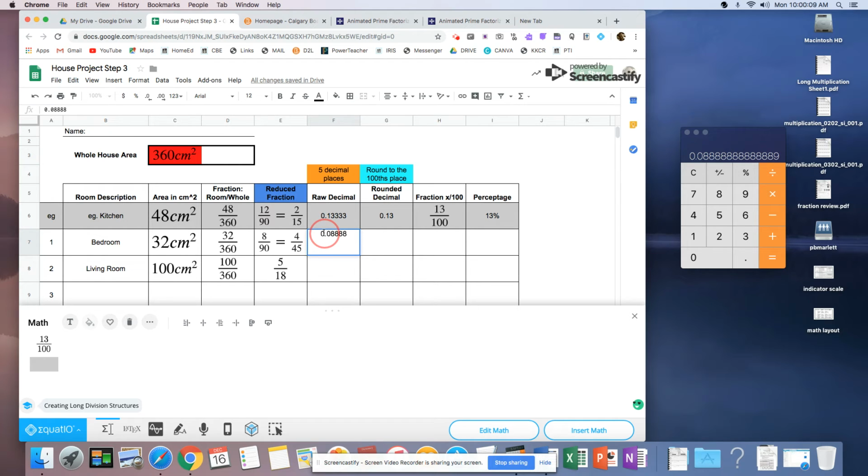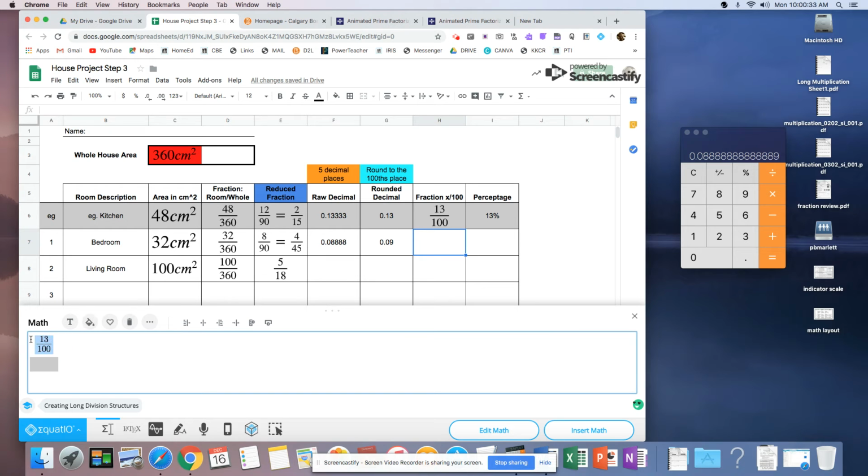But look at that. My third number is an 8. If it's 5 or bigger, I round up. We never round down. The number either stays the same, like it did in this one here, or it's going to go up. It never goes down. Now, this is tricky. This says 9 hundredths. So that's going to come like this, 9 out of 100.